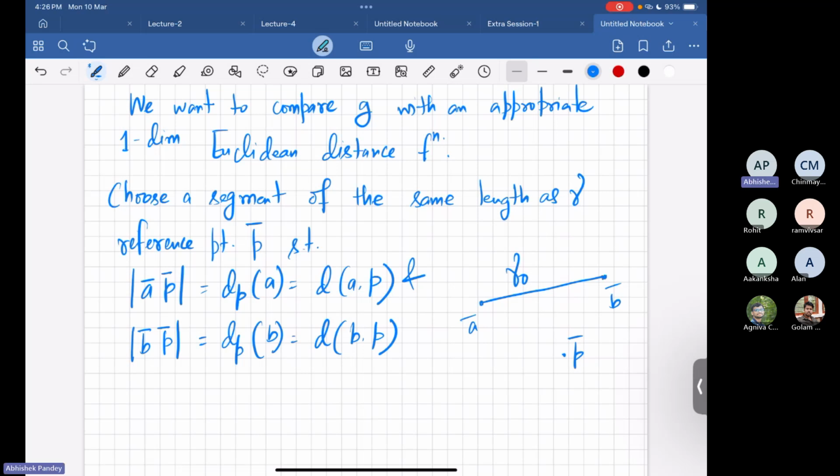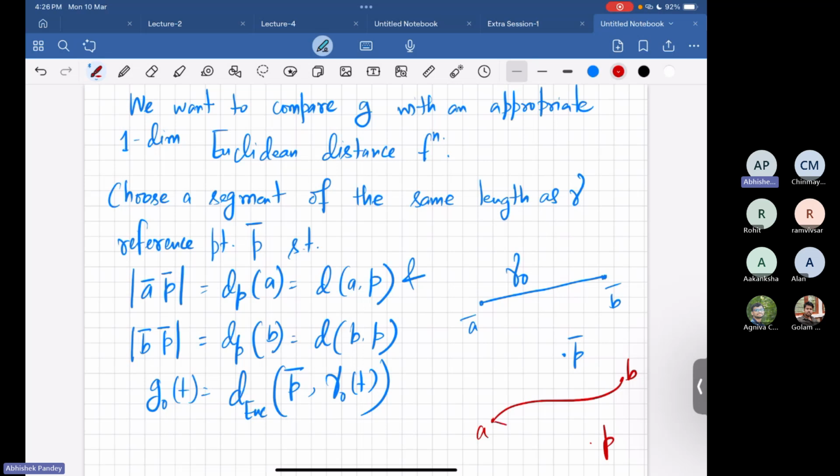So now we can define g naught of t as nothing but the Euclidean distance between this P bar and gamma naught of t. Let me just write it down here. A, B, and here is P. So this is d of A comma P, which equals d of A bar comma P bar, and d of B bar comma P bar equals d of P comma B. Okay, is it clear?